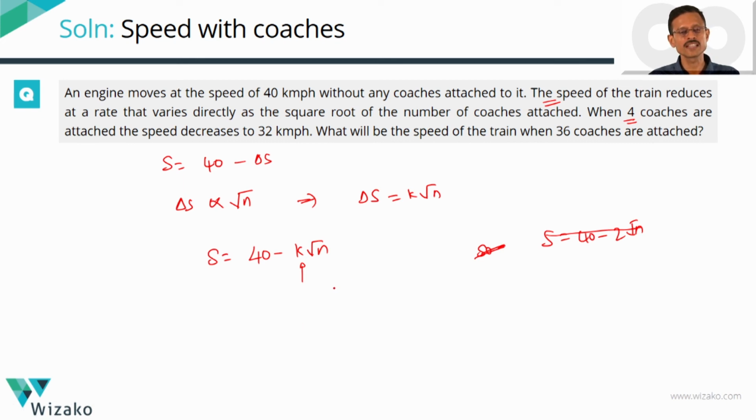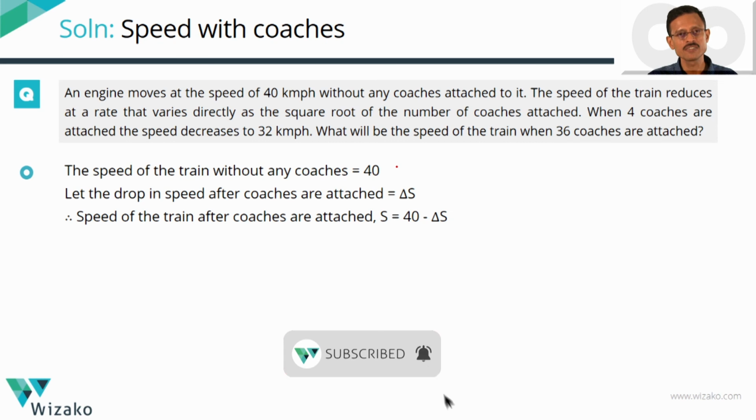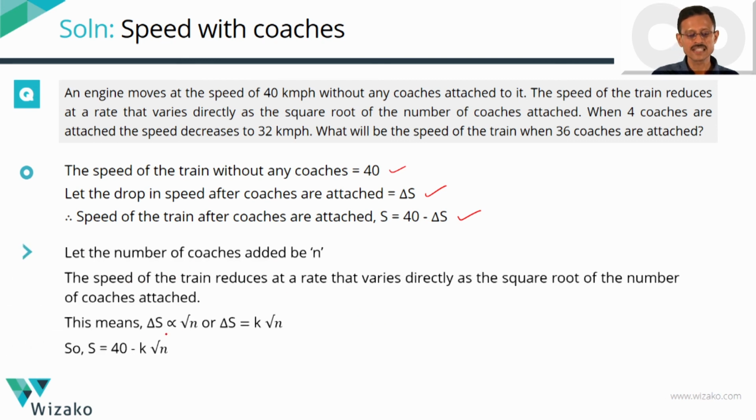Just put together this thing in a printed form. We'll see that first before we find out the value of k. This is what the speed of the train, the engine without any coaches, is 40. It decreases by a delta S. So speed is going to be equal to 40 minus delta S. What is said about this delta S? This delta S is proportional to the root of the number of coaches. So delta S is equal to k root n. So we can say the speed of the train is going to be equal to 40 minus k root n. As I mentioned, let's set about finding the value of k.